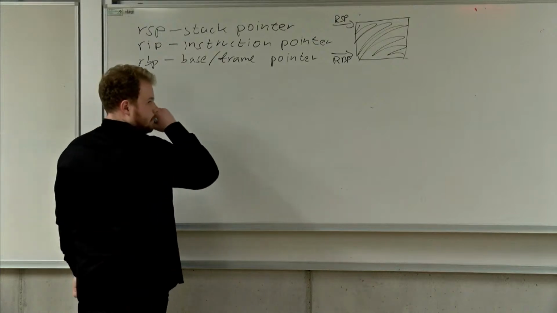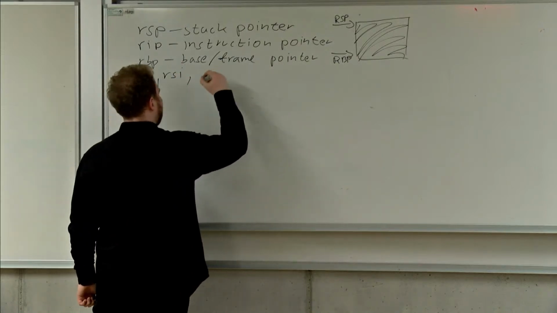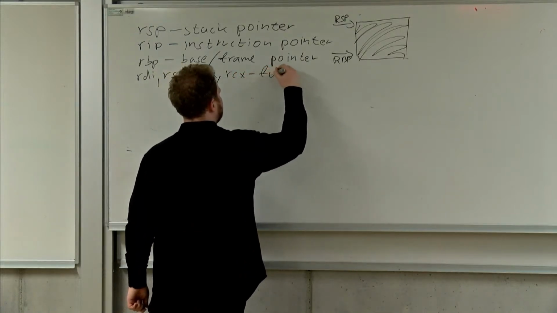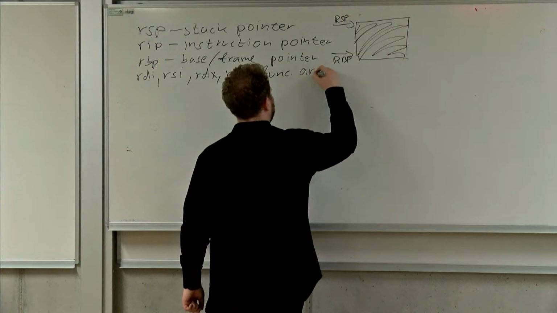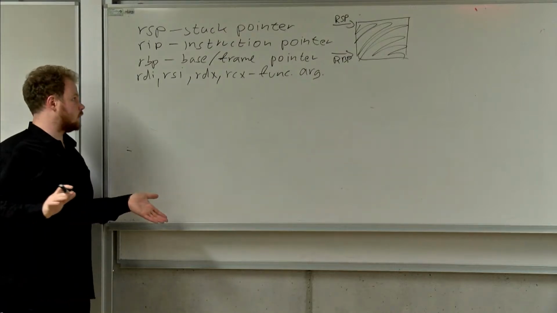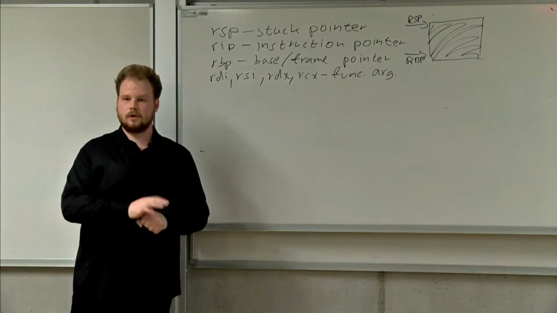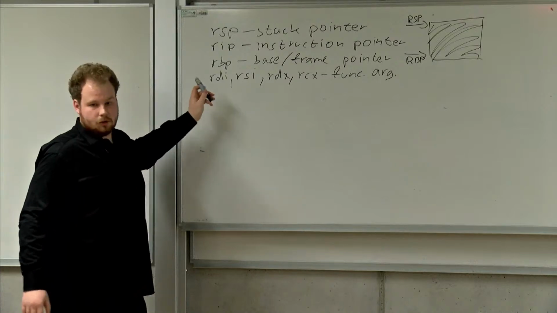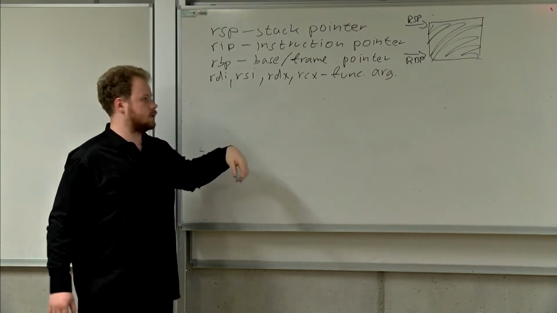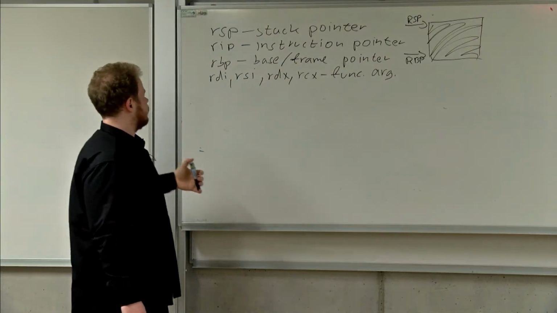Then we have function arguments. These are RDI, RSI, RDX, and RCX. So I'll just write function arguments. In 64-bit, so x86-64, we have registers that hold arguments for the subroutine that's being called, and they are placed in this order in these registers. So the first argument is in RDI, the second one is in RSI, then RDX, RCX, and so on. When we run out of registers, which we won't, we basically place arguments on the stack.